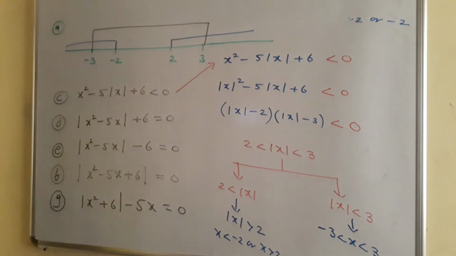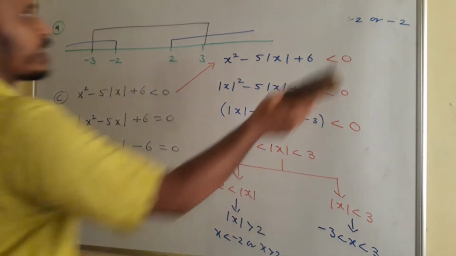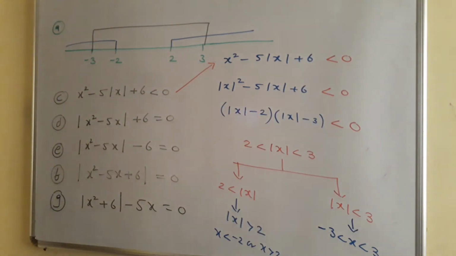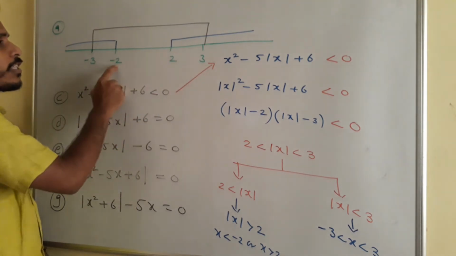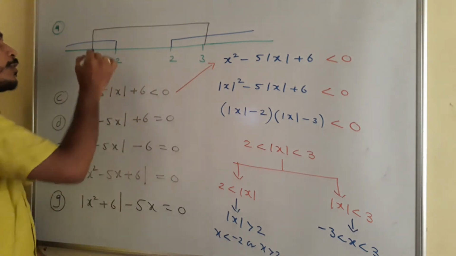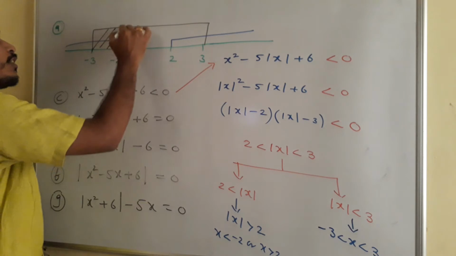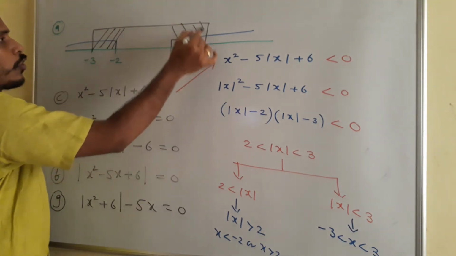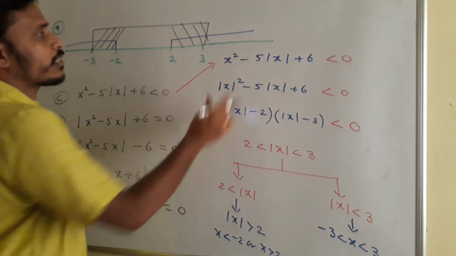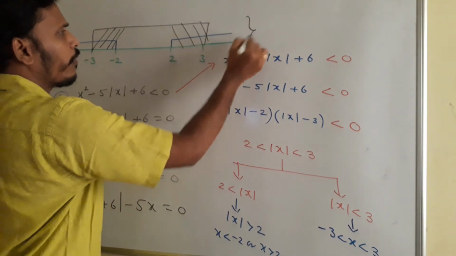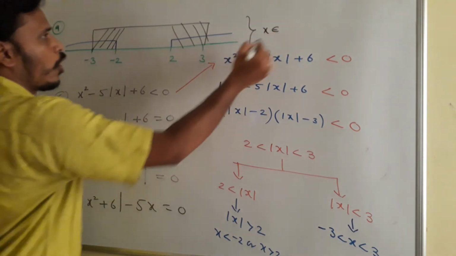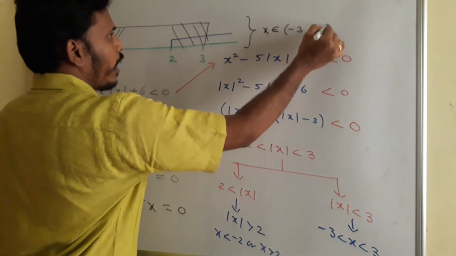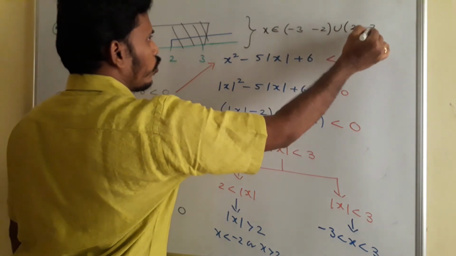So we need to find the values of x which satisfy both the conditions. Just look at the problem. What is the common solution for these two? Here it is in between minus 3 and 3, and it is minus 2 to 2. If you search for the common solution, it is in between minus 3 to minus 2 as well as 2 to 3. From there we conclude the solution that x belongs to minus 3 to minus 2 union 2 to 3.